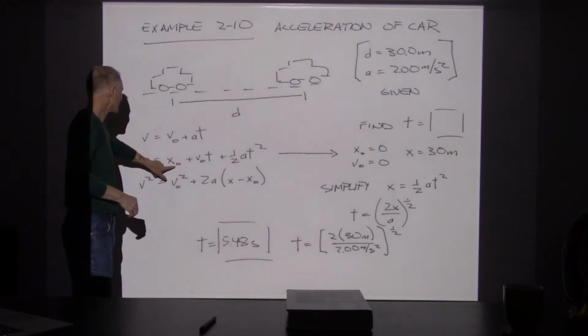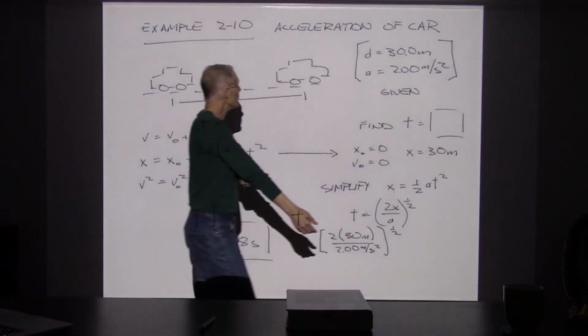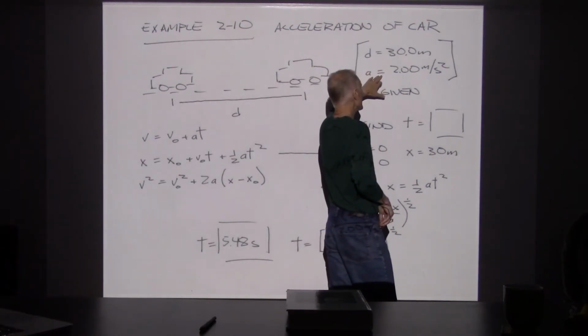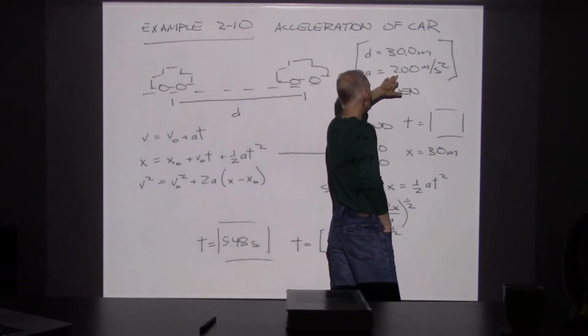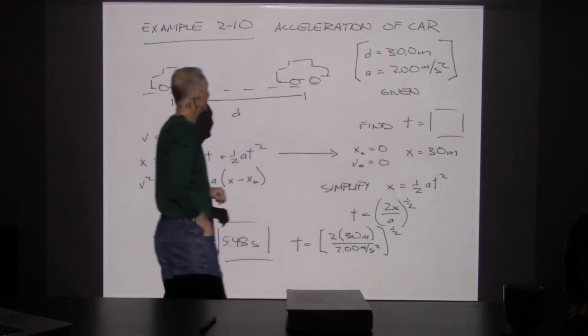Is that an x naught? Is that an x? Where is it going to fit into these? And so I just wrote that down. Now the acceleration is 2.00 meters per second squared, it's saying. So I'm going to write that down also.